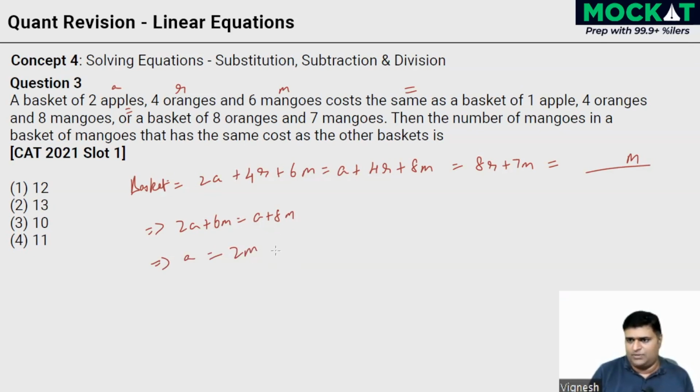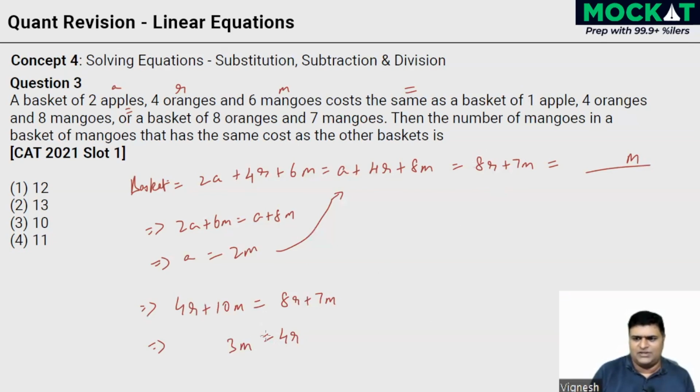Now, A equals 2M, I can now substitute into this. And what do I get over there? I'm going to get 2M plus 4R plus 8M. That is 4R plus 10M equals whatever I have over here, 8R plus 7M. So if I bring the R here, I'm going to get 4R equals, take the 7M, and I'm getting 3M. That's it. 4R equals 3M.